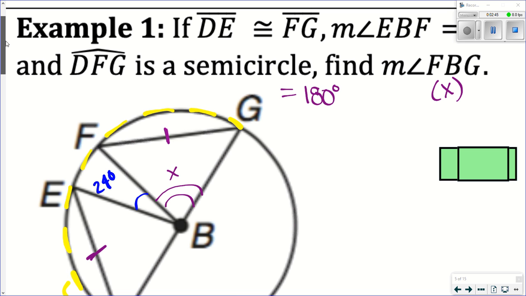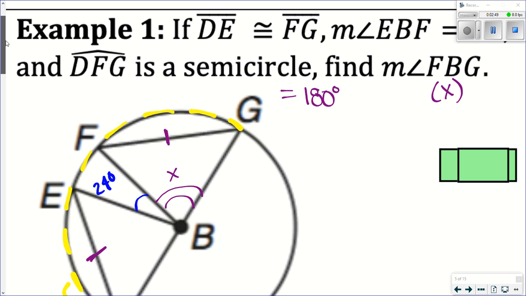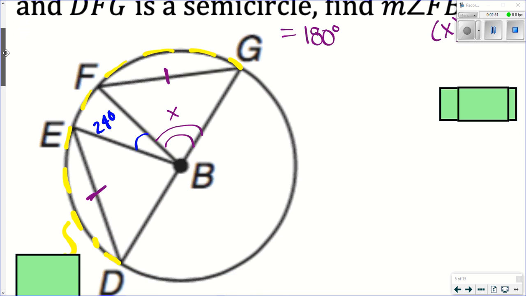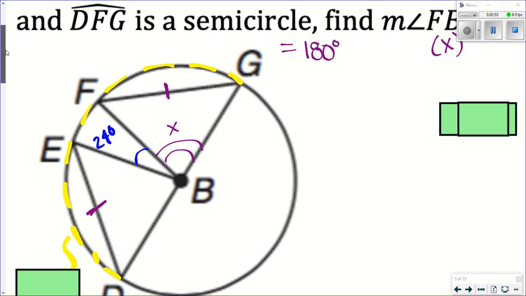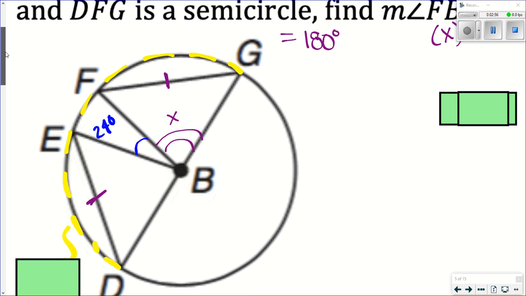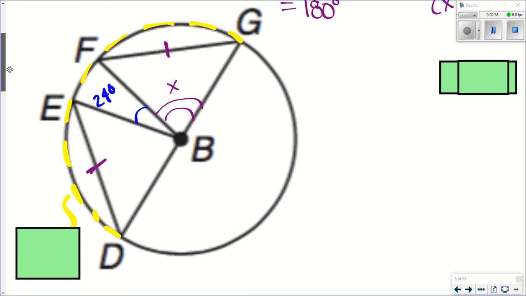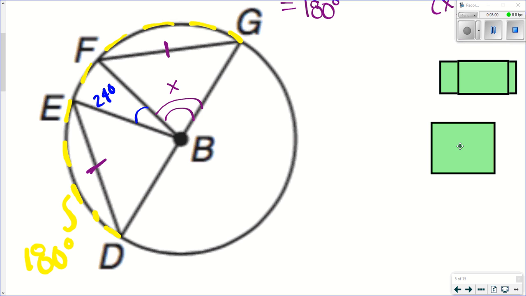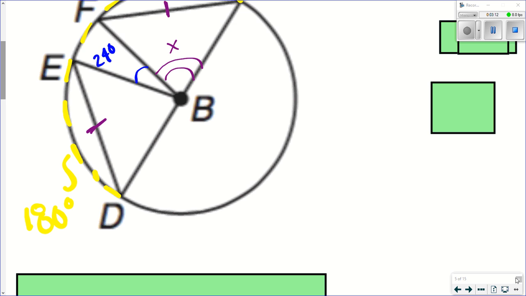The X, which is FBG, that's what I'm looking for, and they also mentioned that angle EBF is 24. And they also said that arc DFG is a semicircle, that's 180. So I highlight that in yellow. So I have all the information I need. Now I start working on finding that missing angle. So what would I do?